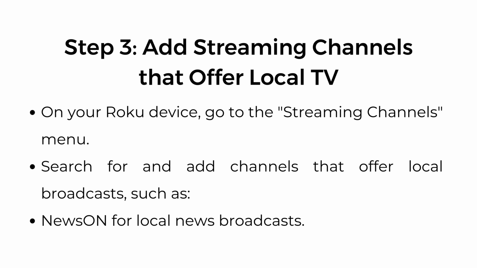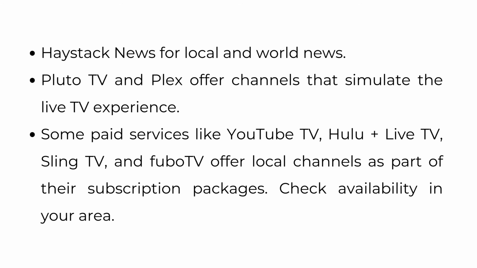Step number 3, add streaming channels that offer local TV. On your Roku device, go to the Streaming Channels menu. Search for and add channels that offer local broadcasts, such as News On for local news broadcasts, Haystack News for local and world news, Pluto TV, and Plex, which offer channels that simulate the live TV experience.